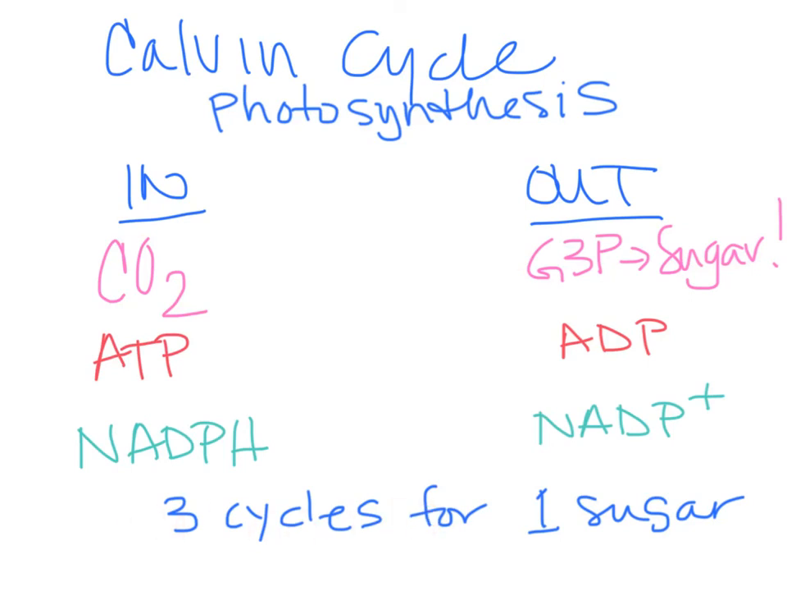And you need to turn 3 cycles for 1 sugar. So 3 carbon dioxides to make us 1 sugar. And there you have it. I think that's the Calvin cycle of photosynthesis in about 3 minutes.